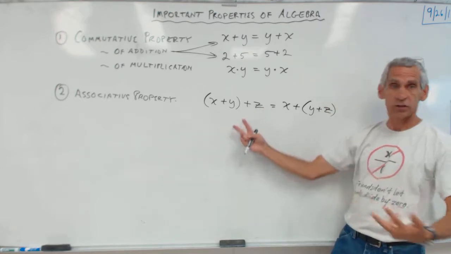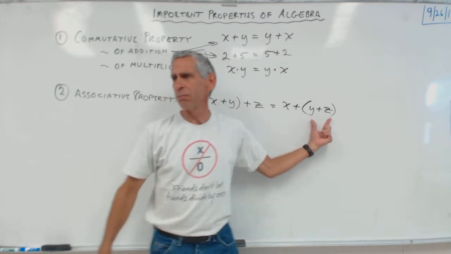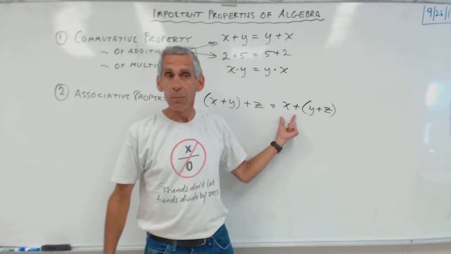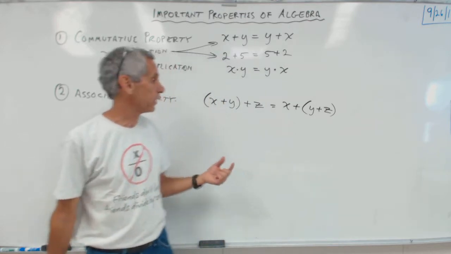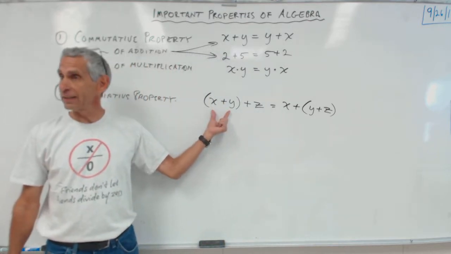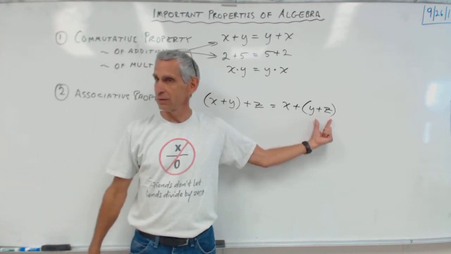All of a sudden, Y turns this way. And suddenly, Y is talking to Z. And poor X, right? But it doesn't matter. But that's the associative property. X and Y are socializing here. Y and Z are socializing here. Does that make sense? You see it?